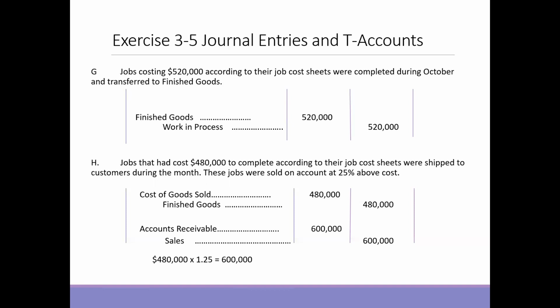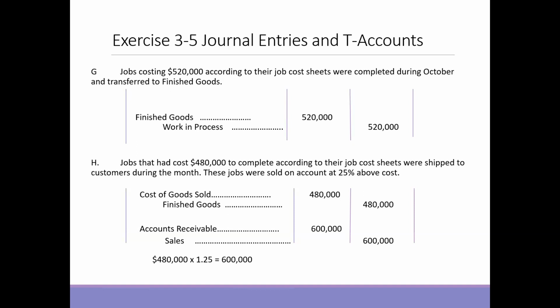Jobs that had cost 480,000 to complete according to their job cost sheets were shipped to customers during the month. These jobs were sold on account at 25% above cost. So we'll take the 480,000 times 1.25 or 125% to give us the selling price of 600,000. Okay?